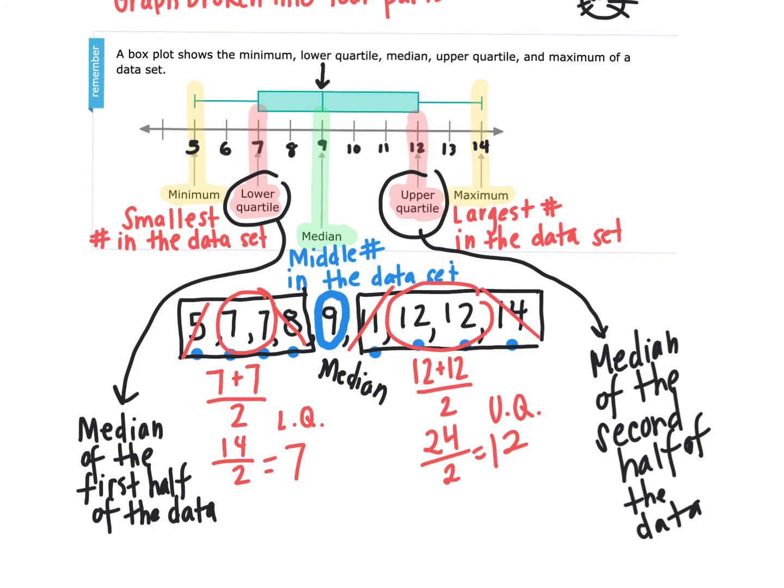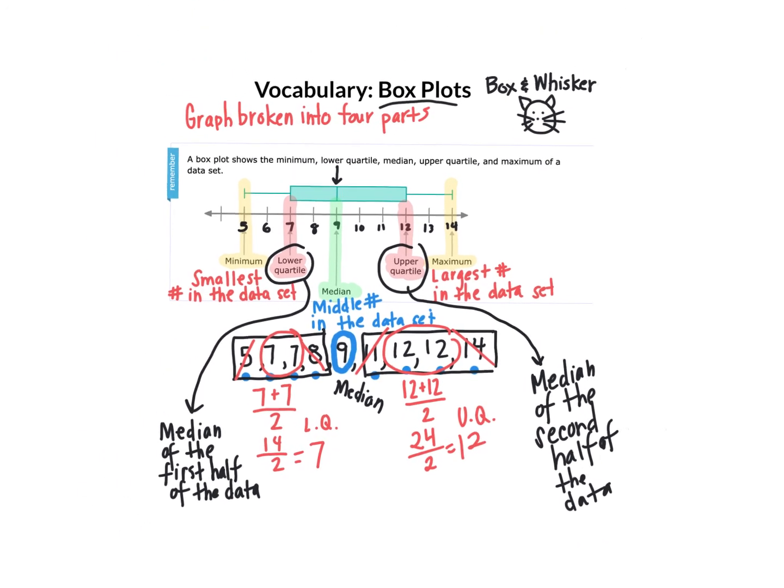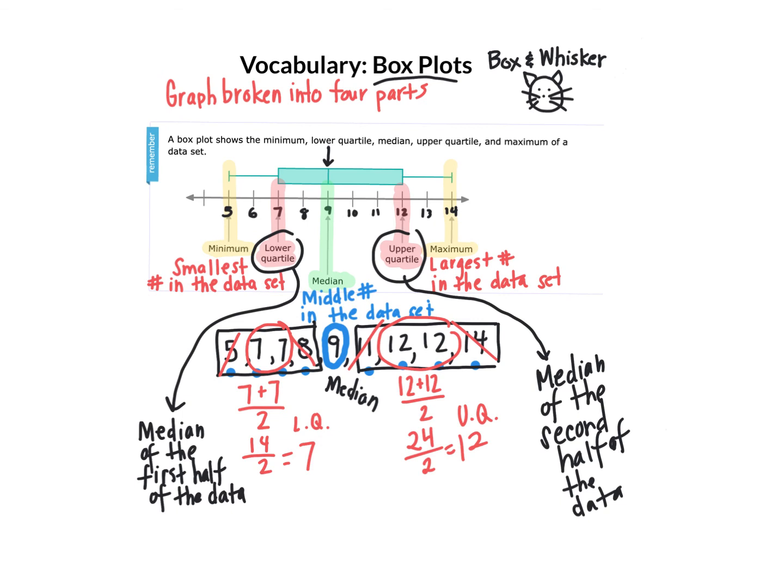So basically, when we're talking about this graph is broken into 4 parts, we really are getting 3 different answers here. We are looking for the lower quartile, the upper quartile, and the median, which are all different medians. So the lower quartile and the median and the upper quartile, it all has to do just with medians or middle numbers. Okay, so it's just a different way of breaking up the data.